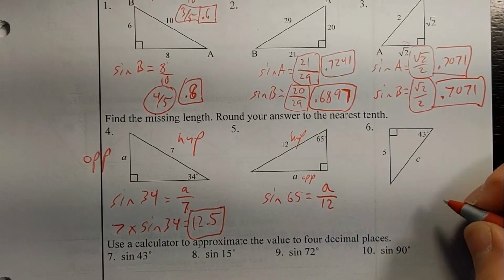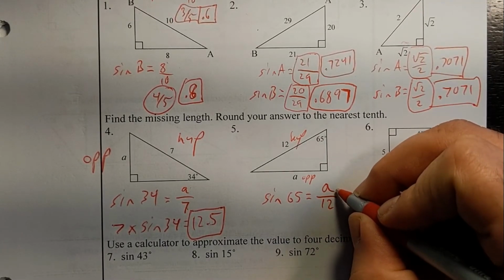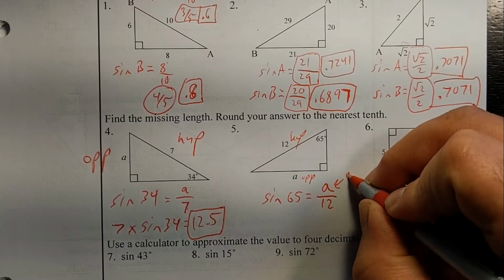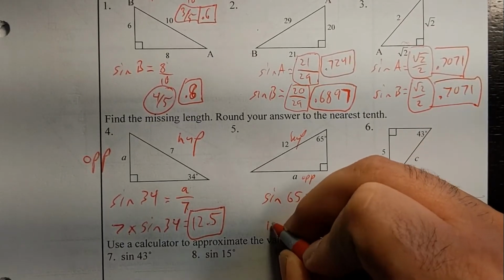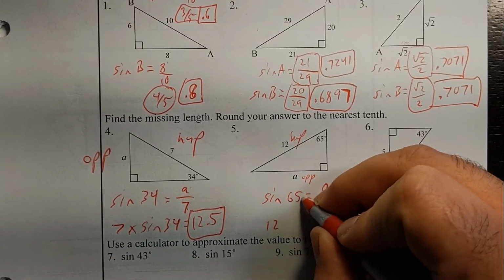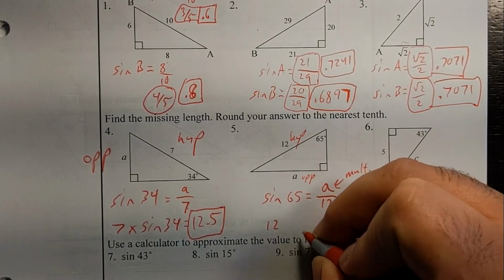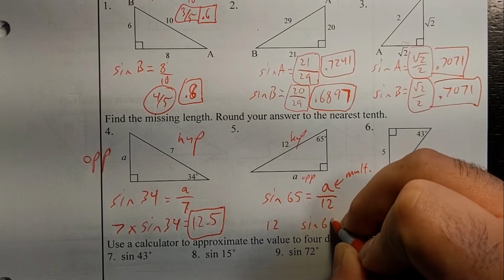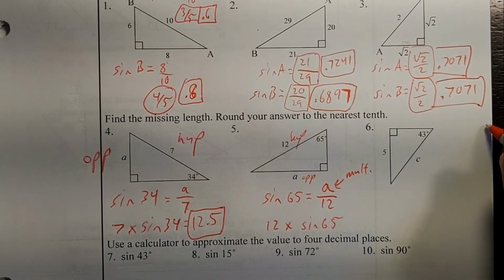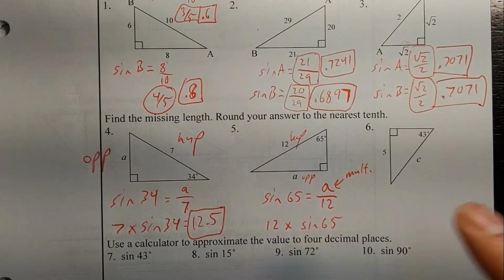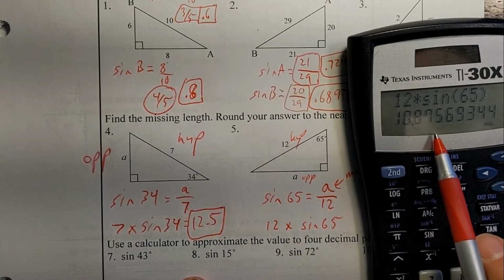Now that I have this set up, I know that because the variable is on the top, I'm going to multiply. The number from the fraction is always going to be in the front. The sine, or the trig function, with its angle is always going to be at the end, and because the variable was on the top, we're going to put a multiply sign in between there. After that, this is all calculator work, and you get 10.9.